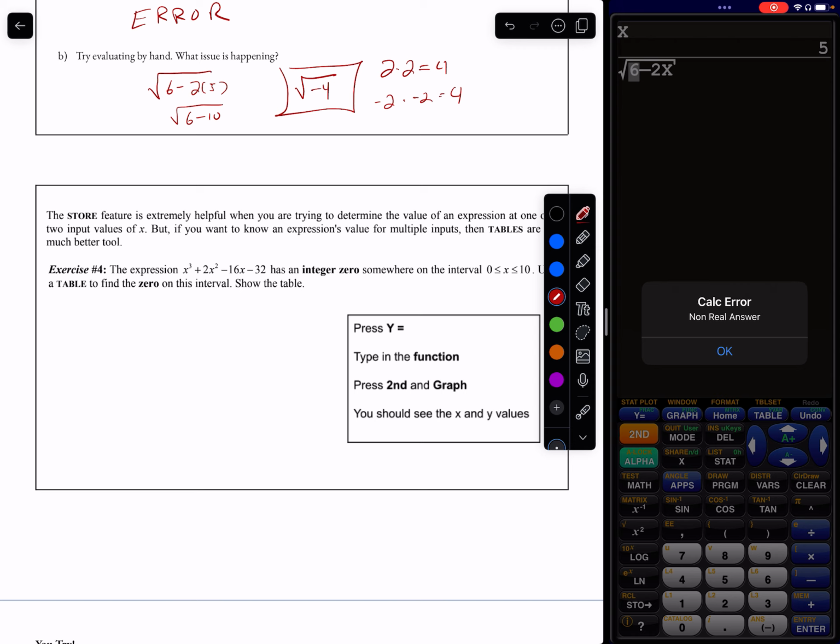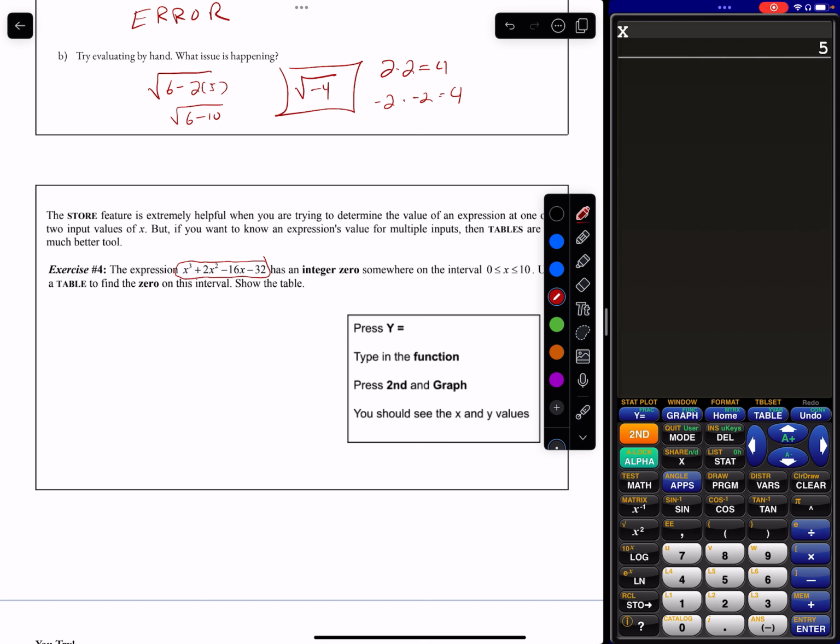Now, if we go ahead and look at this value right here, we're going to store again, but if we want to find out an answer now, so we have an expression here, okay, it has an integer 0 somewhere on the interval of 0 and 10. Use the table to find this interval. Okay, most of you are very familiar with using the table, but just wanted to go back through it.